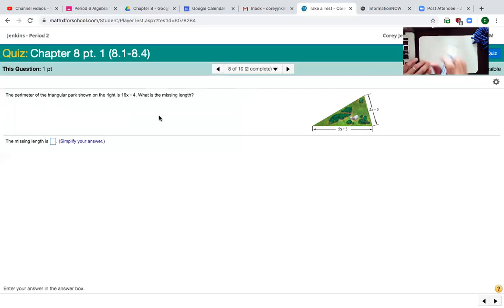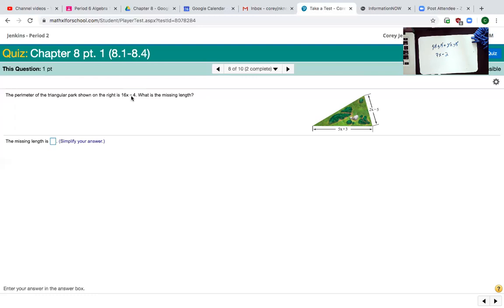So here's how I would tackle this problem. So I would add up the two given ones. So 5x plus 3 plus 2x minus 5. Combine our like terms. That's going to give me 7x plus 3 and minus 5 make minus 2. So those add up to 7x minus 2. Now we have to make up the difference. So 7x minus 2 plus what equals 16x minus 4.